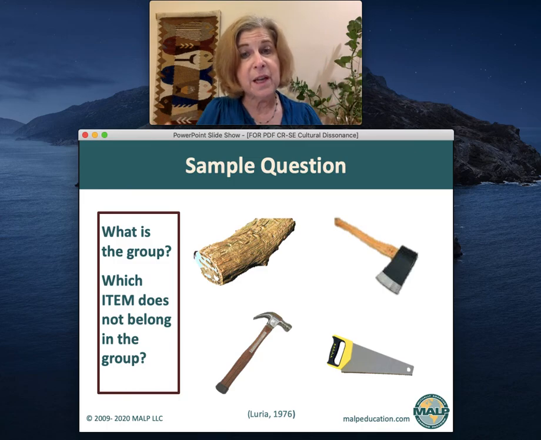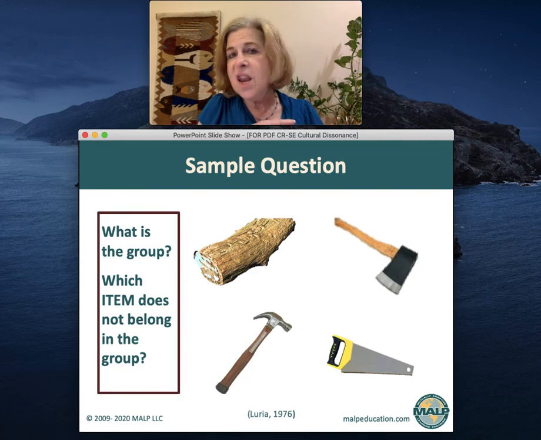Now, some people say get rid of the hammer because what are you going to do? Hammer the log. It's not important. The important thing here is not which one they would throw away. It's the fact that Luria, in research in the former Soviet Union in 1976, person after person after person, none of them got rid of the log.